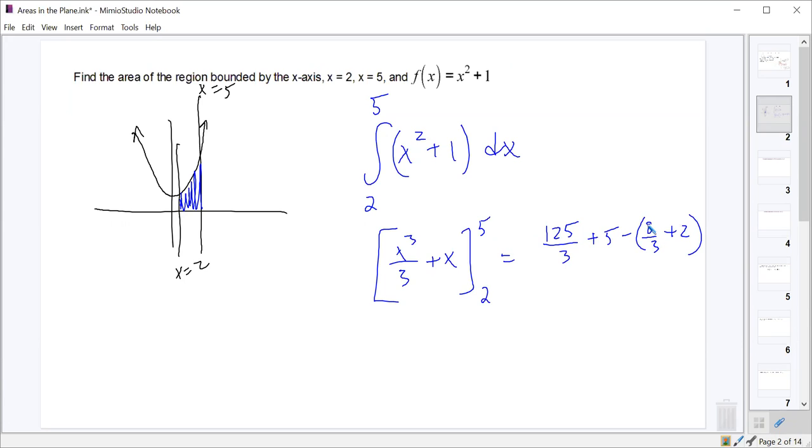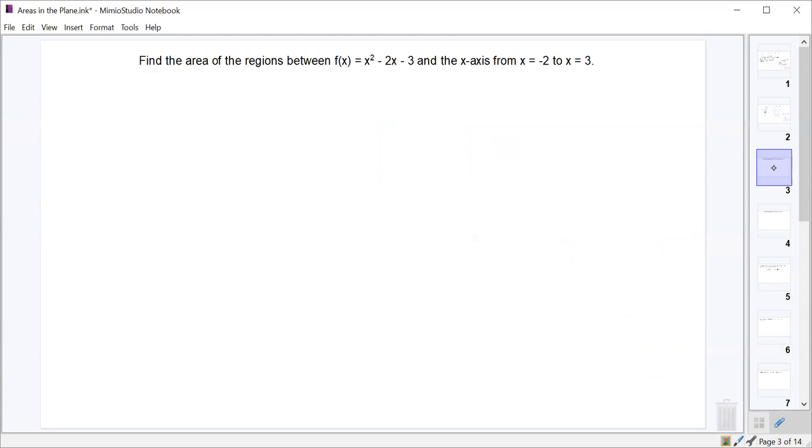125 thirds minus 8 thirds ought to be 117 thirds. And then plus 3 ought to be 126 thirds, which is what? 42. And since we're talking about area, we will say 42 units squared. Good or no? Good. Wonderful. All right, let's do another one.